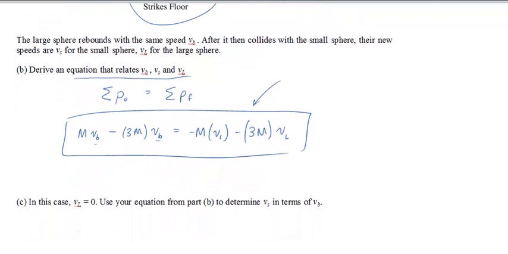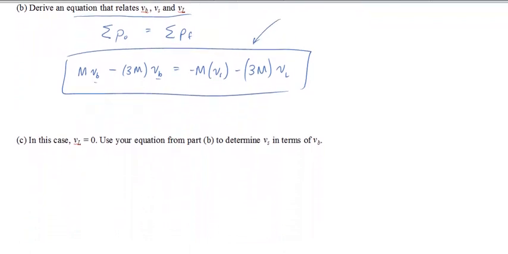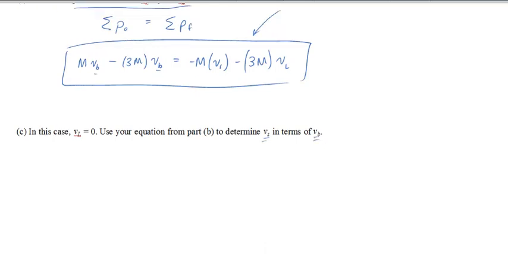Okay. Fortunately, in part C, they give us more information. They say in this case VL is 0. So imagine the large sphere stops after this collision. You use your equation from part B to determine VS in terms of VB. That means solve the equation for VS, but just understand that VB is still going to be in there.